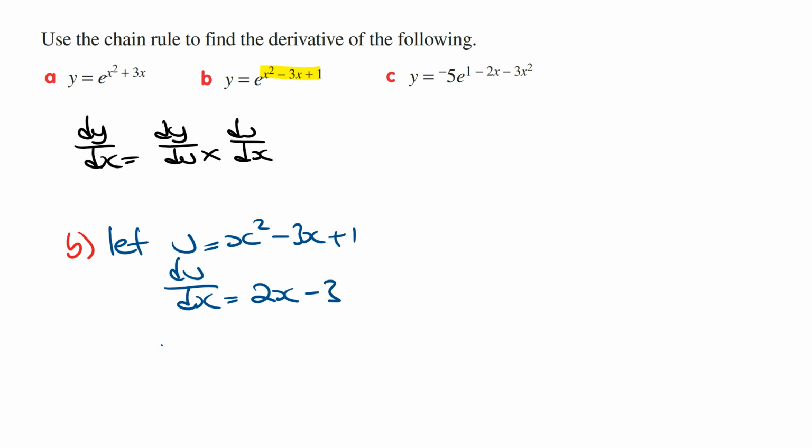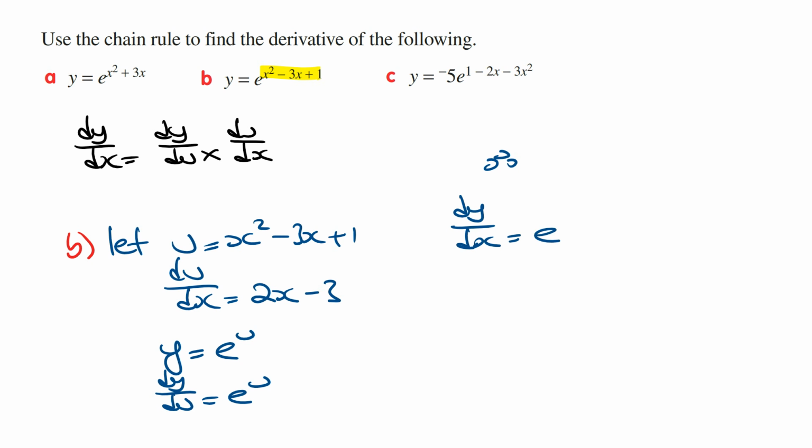We then write y as a function of u, and so this is going to be e to the power of u, and so dy du is going to be e to the u. From here, we sub in dy du and du dx into the formula, and so therefore dy dx is going to be dy du, which is e to the u, times du dx, which is 2x minus 3.